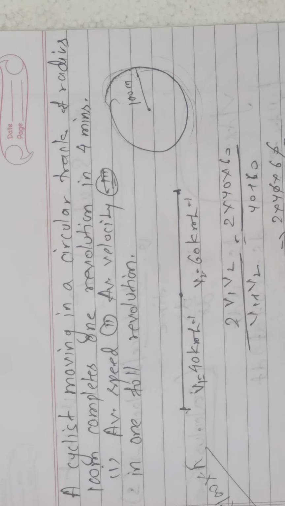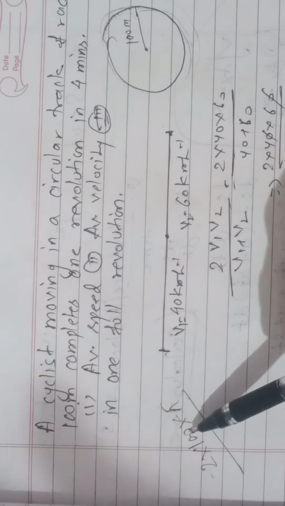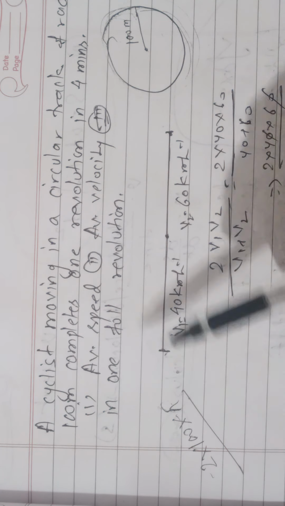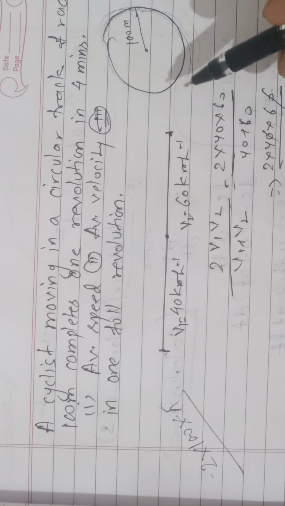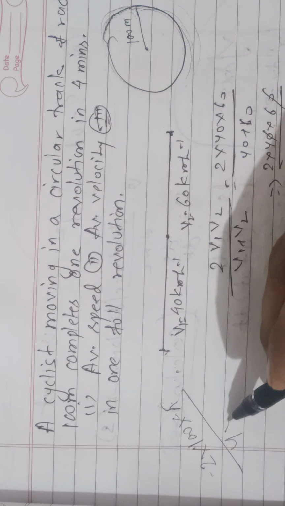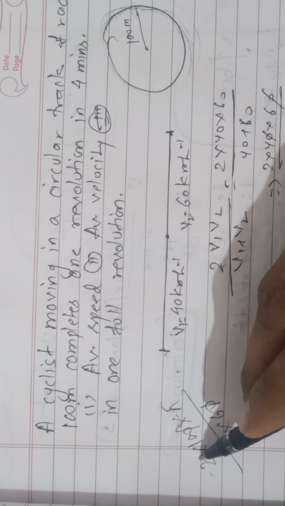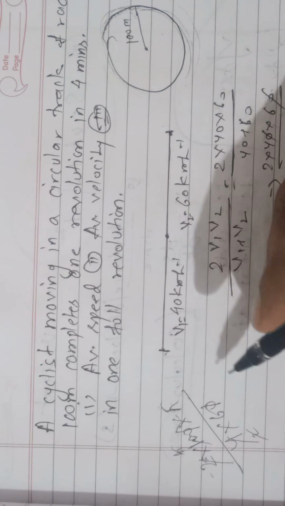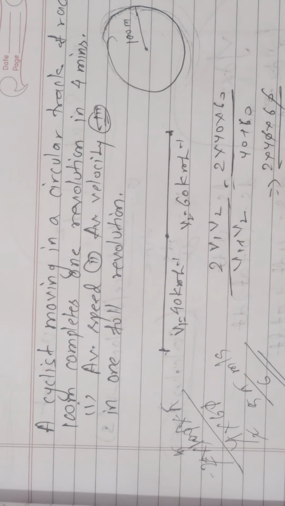And we have the average speed formula, total distance by total time taken. So the total distance is one complete revolution, that means 2 pi r, divided by the total time. So what is the total time here? 4 minutes. 4 minutes must be converted into seconds, so it will be 4 into 60. If you work it out from here, it will be 5 pi by 6 meter per second, the average speed.